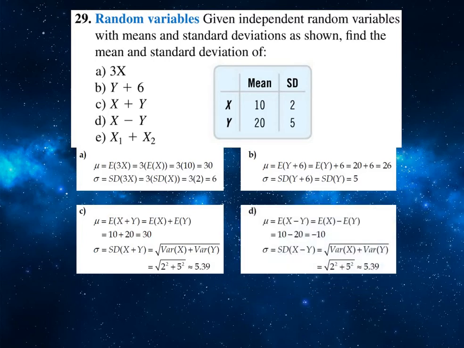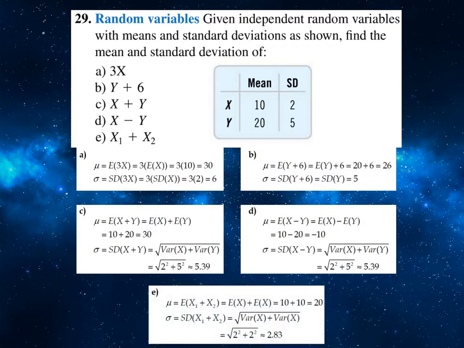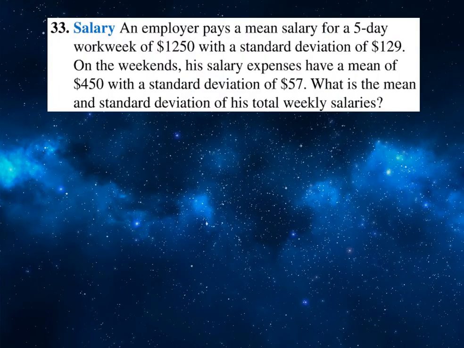Okay. For D, your expected values, you do what you expect. It ends up being negative 10, but variances only add. So whether I'm adding or subtracting, for C and D, they have the same standard deviation. Okay, and then E kind of goes along with that. Expected value would be 20. Standard deviation would be 2.83. How are we doing with this? Okay, I'm actually going to skip the next slide. And we're going to work on this.